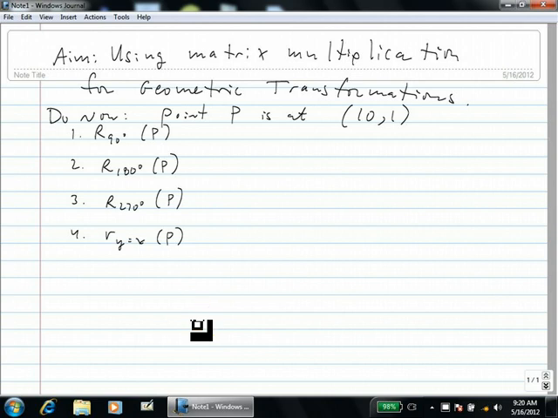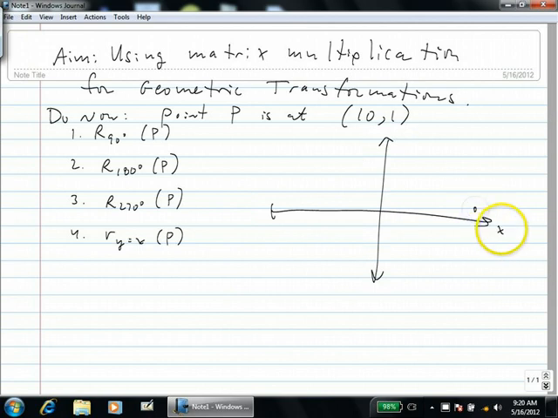For a warm-up question, I'd like you to take the point (10, 1). So here's a little coordinate axis, and here's the point P, which is located at (10, 1), and I want you to write down where that point would end up after each of these four transformations. If I take P and I rotate it by 90 degrees, what are the new coordinates? Then a 180 degree rotation, a 270 degree rotation, these are all around the origin. And here's a line reflection. What if I reflect point P over the line y equals x? So that's the warm-up. Everyone do those four questions.